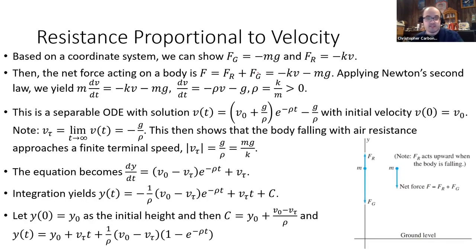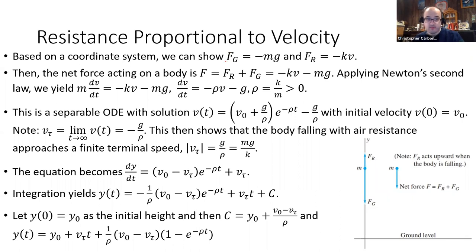So the resistance is proportional to velocity, and based on the coordinate system, we could show that the gravitational force is equal to negative mg, and the force of the resistance is equal to negative k times v. Then the net force acting on a body is F, equal to the resistance force plus gravitational force, equal to negative kv minus mg. Applying Newton's second law, we then yield the differential equation m times the derivative of v with respect to t is equal to negative k times v minus mg. The derivative of v with respect to t is then equal to negative rho times v minus g, where rho is k over m, and that's, of course, greater than zero.